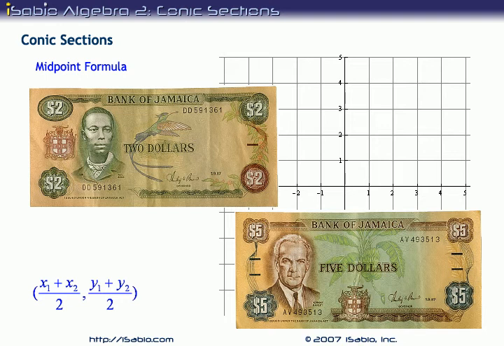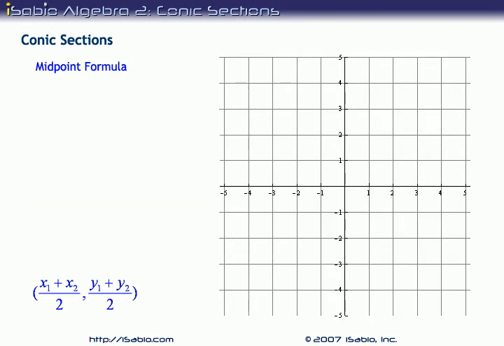If you were walking down the street and saw these two Jamaican dollar bills, which one would you pick? The correct answer is both. Why settle for one, right? So, similarly, we are going to study the midpoint formula just because we are going to pick both.